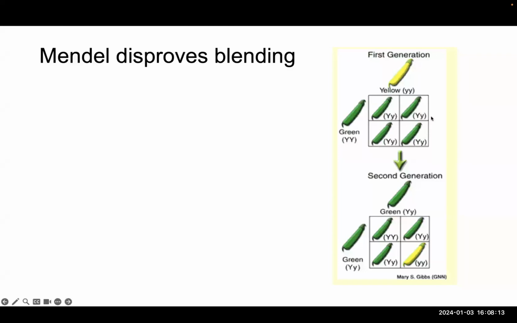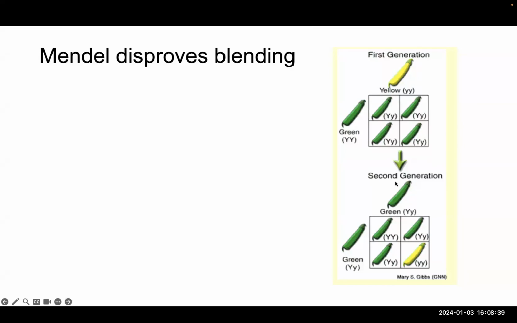He had pea plants that made green pea pods and pea plants that made yellow pea pods. So he combined those two. He crossed those two plants. He noticed that all the offspring were green here. So it looks like the green totally dominated the yellow.